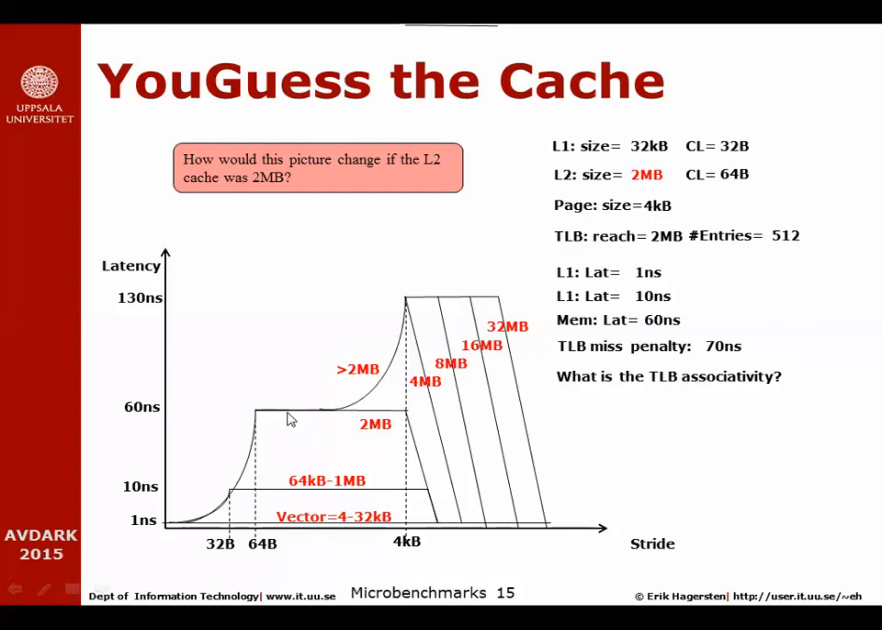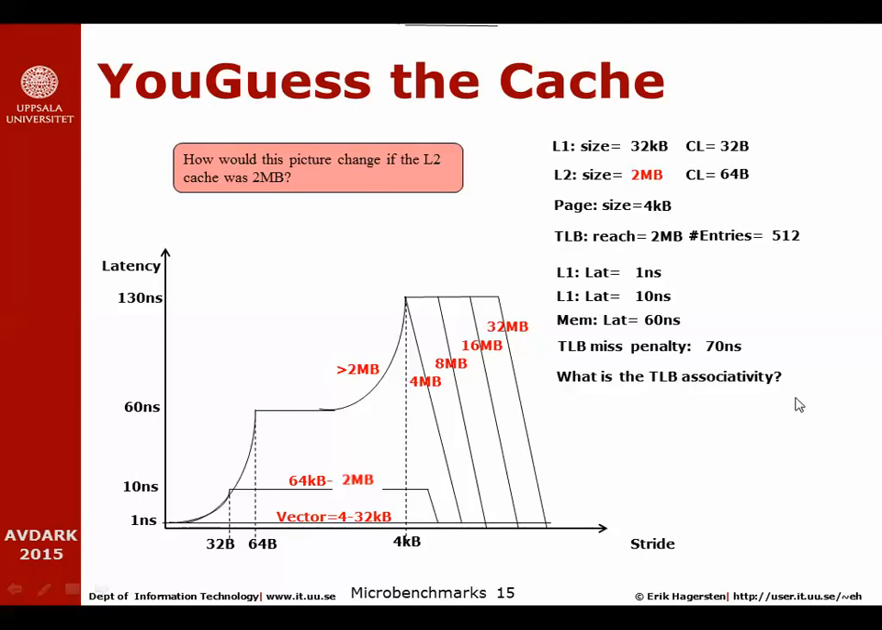Well, suddenly all these accesses here would fit in the second level cache. So instead of experiencing a memory latency here, we would experience an L2 cache hit for these accesses as well. So what would happen is that the 2 megabyte access would move down to the other L2 hits, and this curve here would completely disappear from the face of the moon.